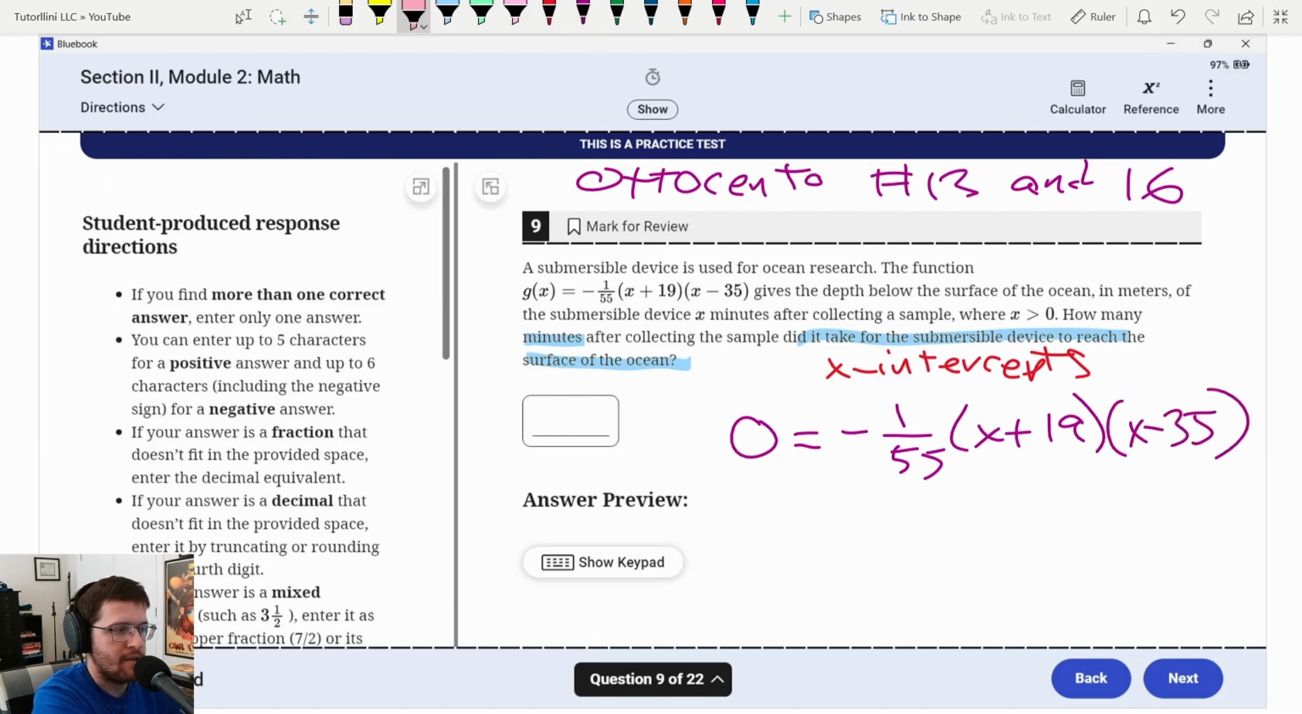And I look at the core factors and use the zero product property. So negative 1/55th, can that ever be equal to 0? No, it can't. So we don't really care about him. We do care about these ones. These two can both be equal to 0.